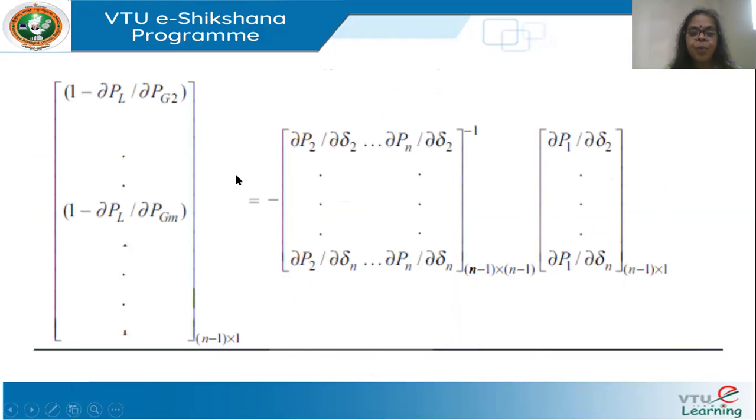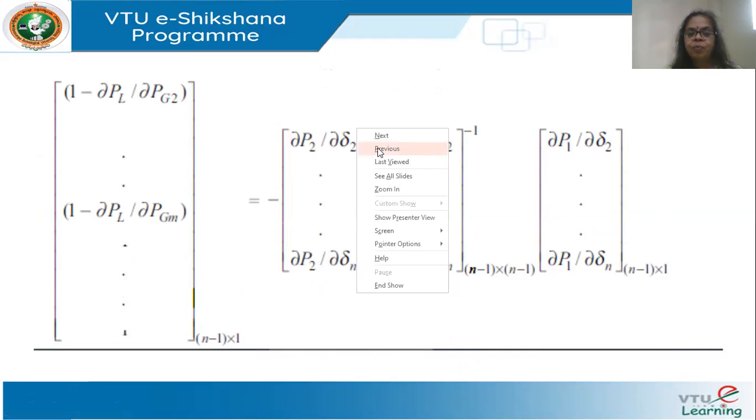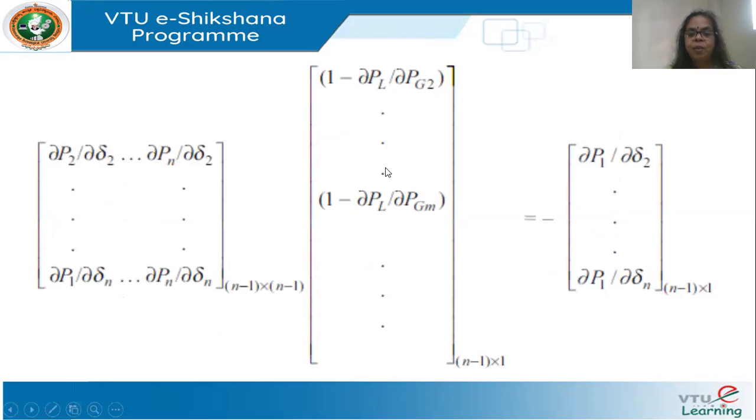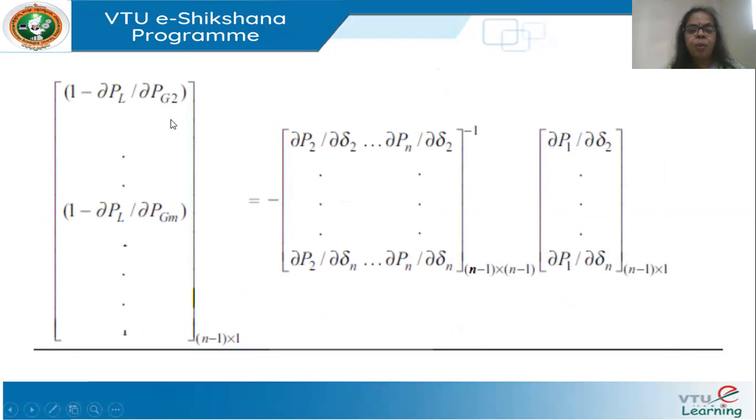Now let's see what I'm going to do with this. I have retained this term, and I take this to the right hand side. When you take a matrix from one side to the other, it is like a division, and the equivalent of division in a matrix is its inverse. So what I get is this: 1 minus dou pl by dou pg2, etc. is equal to the inverse of the matrix into dou p1 by dou delta 2.